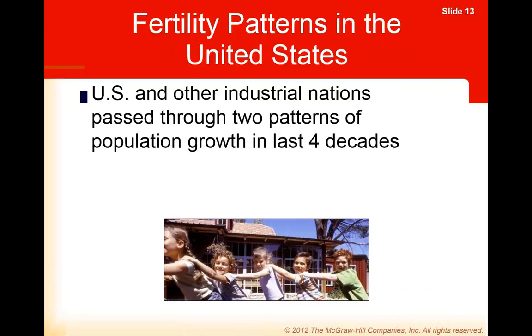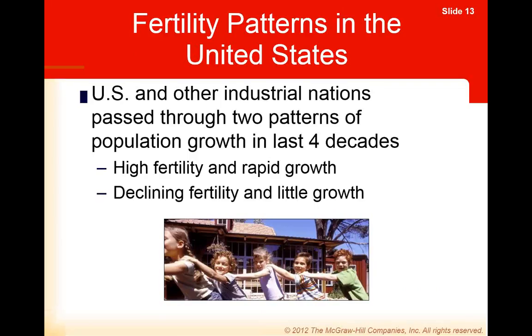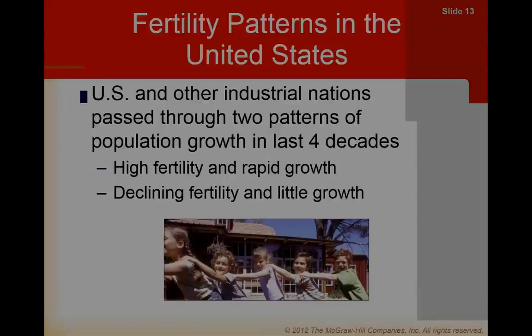In the last 4 decades, the U.S. and other industrial nations have passed through 2 patterns of population growth. High fertility and rapid growth, and then declining fertility and little growth, which is where we're at now. The population growth that the U.S. experiences at this point in time is owing to higher rates of immigration than emigration. With regards to fertility and mortality, we're roughly stable.